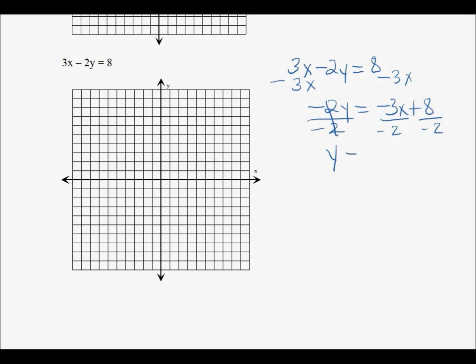So I end up with y is equal to, remember to make sure you check to see if you can reduce. I have a negative divided by a negative, so I know that becomes positive. So that should be positive 3 over 2x. And then I check again for the second one. I have positive 8 divided by negative 2. That's going to be negative 4. So I end up with y is equal to 3 over 2x minus 4. I identify my slope. My slope is 3 over 2. And my y-intercept is negative 4.